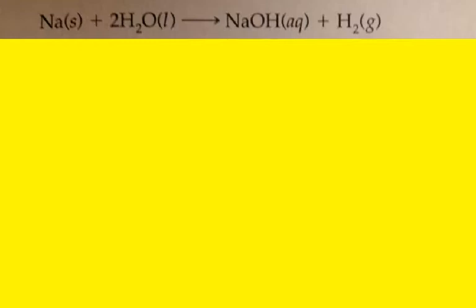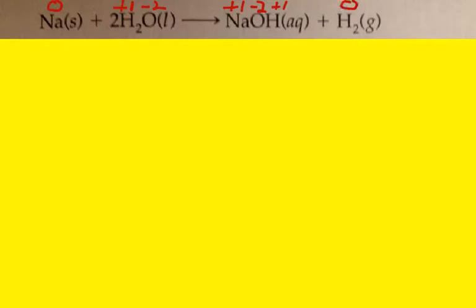All right, we have Na solid by itself, so that's going to be oxidation state of 0. We have plus 1 for the hydrogen. We have minus 2 for oxygen. We have plus 1 again for Na. We have minus 2 for the oxygen. We have plus 1 for the hydrogen. And this hydrogen over here will be 0.